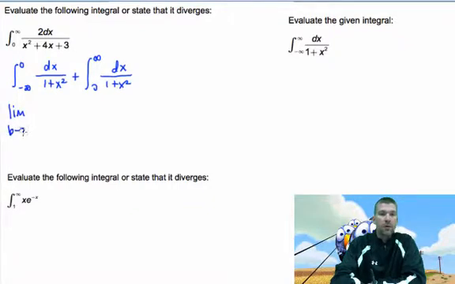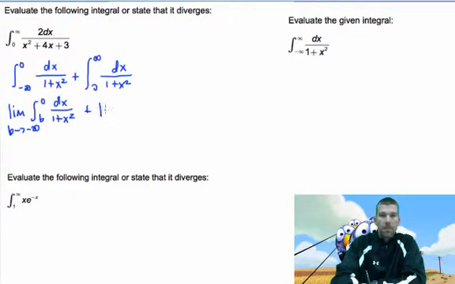as b approaches negative infinity of the integral from b to 0, and the limit as a approaches positive infinity of the integral from 0 to a of dx over 1 plus x squared. So this is what we're working with.